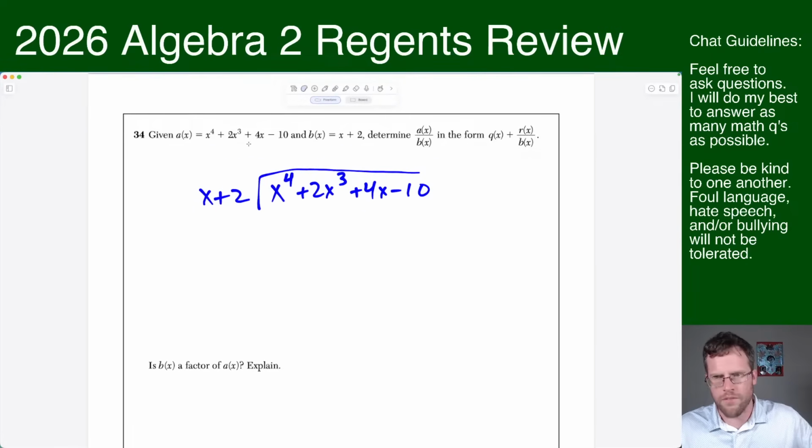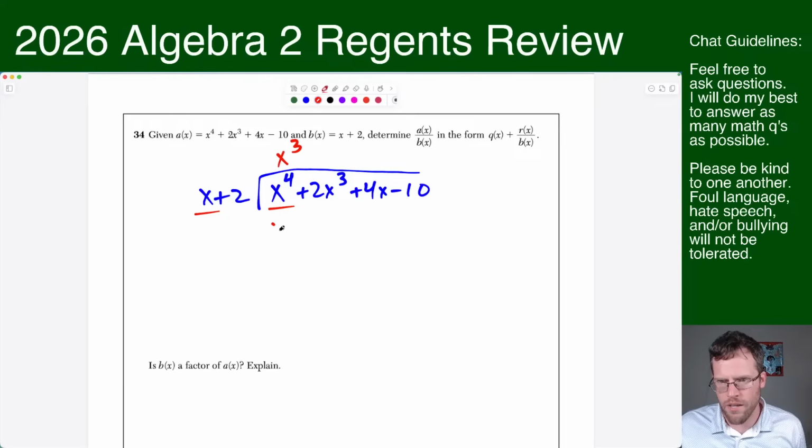Okay, so now that we have this set up, we just start with the leading terms here. So x to the 4th divided by x is x to the 3rd. And then you multiply. X to the 3rd times x is x to the 4th. X to the 3rd times 2 is 2x to the 3rd. And then we subtract. But when you subtract, the most common mistake in the world is people don't distribute. So we're actually going to subtract this, and we're about to subtract this. So these terms both cancel. So we get 0. And then the 4x just carries down. So I don't need to write 0. These basically cancel, and the 4x minus 10 just carries down.